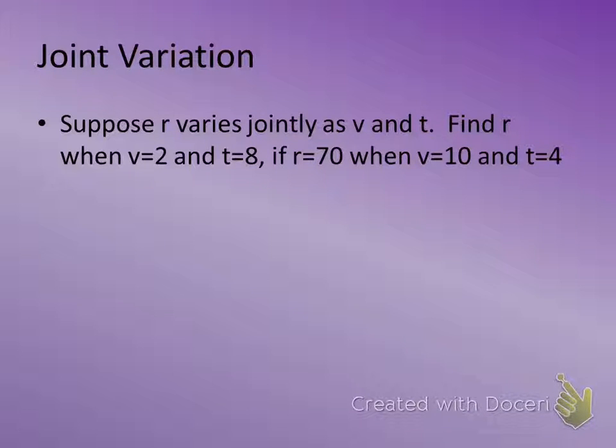So suppose r varies jointly as v and t. So r is acting like y, so r goes on your left, v and t go on your right, and then you can just solve for k again, because k will always be there. So for this one, I'm not going to do anything for you. You got to figure out the equation to use. Suppose r varies jointly as v and t. Find r when v equals 2 and t equals 8, if r equals 70 when v equals 10 and t equals 4.